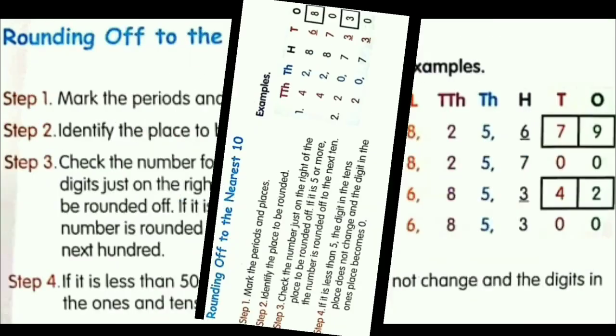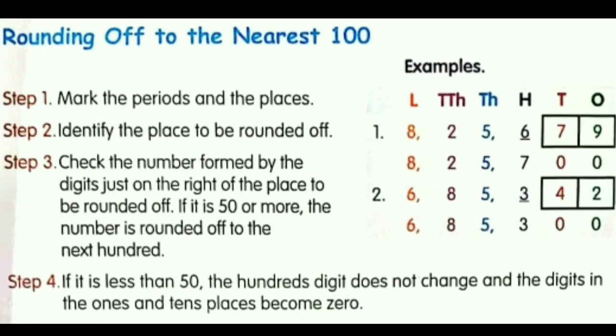However, if we talk about rounding off to nearest 100, the rules will remain same here. Let us take a look at rounding off to nearest 100. Now this example is showing the rounding off to nearest 100. So as usual, first what we need to do, we need to mark the periods and places.